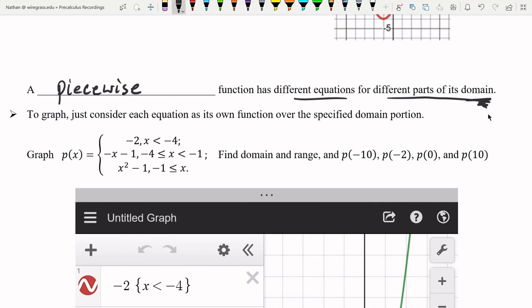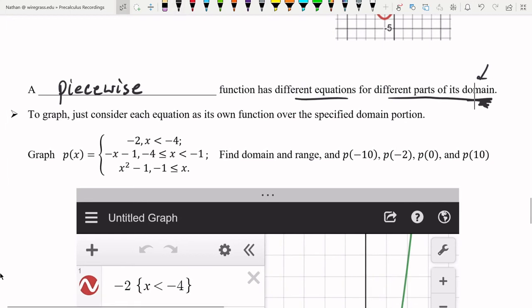So those are what are called the independent values. The range depends upon the domain, so that's why the range values are dependent values. So everything is based on parts of the domain. A piecewise function has different graphs for each part of the domain.